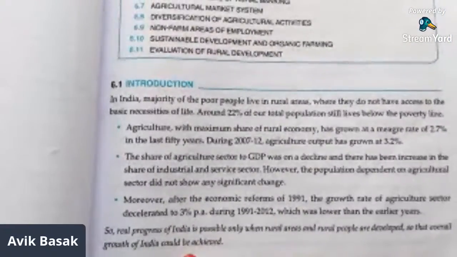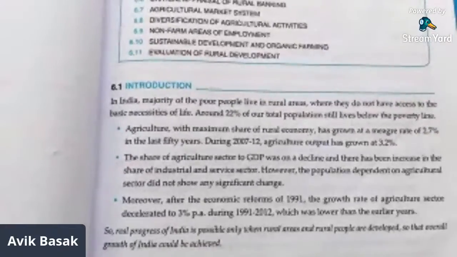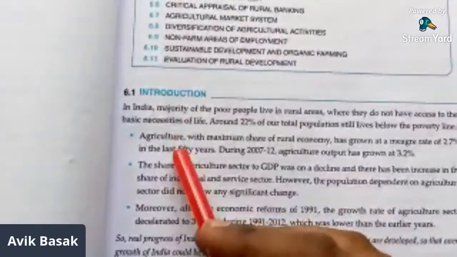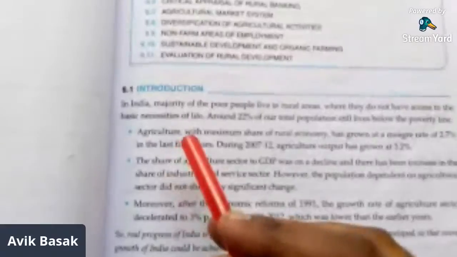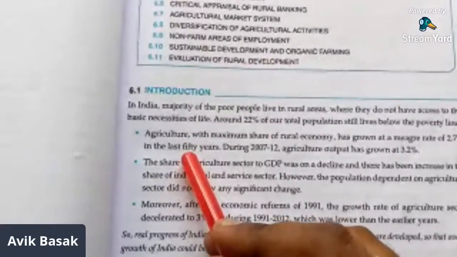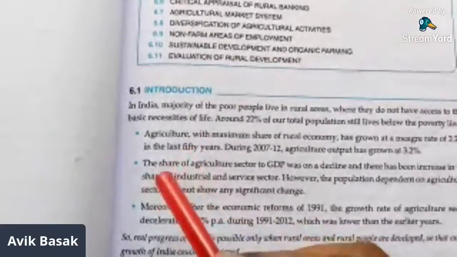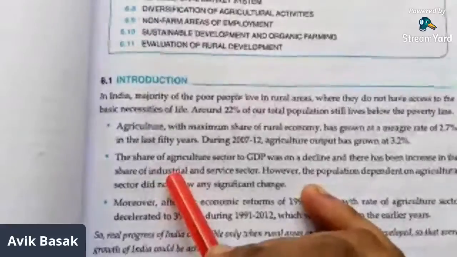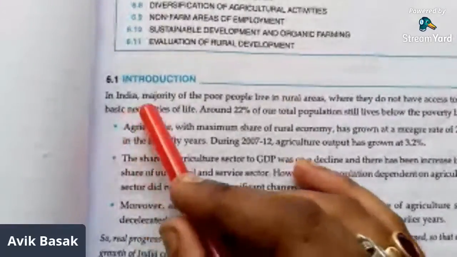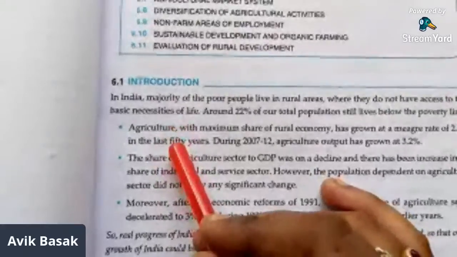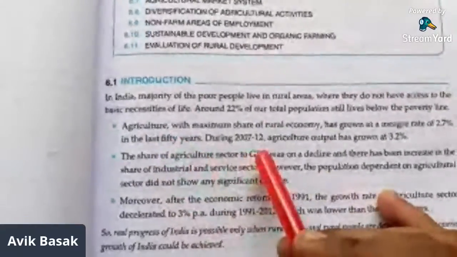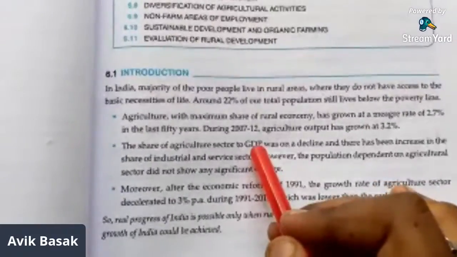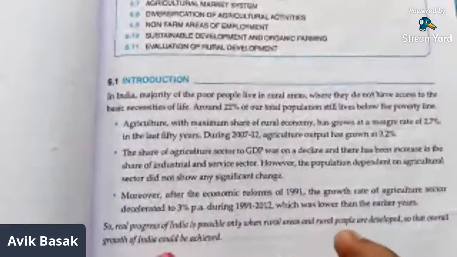Now how will we develop this rural area? We will find out one point, and the point is agriculture. We know, students, that for the maximum number of people in the rural area, their earning comes from agriculture or farming. So it's the duty of the government to improve the condition of agriculture. If agriculture is improved, then automatically the GDP of the country will improve, and in the end we will achieve growth in a proper way.